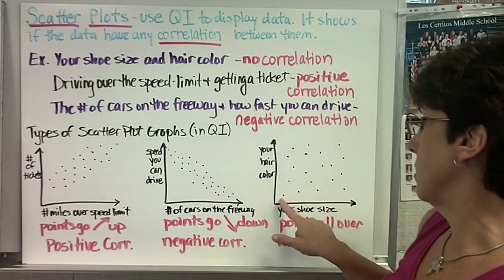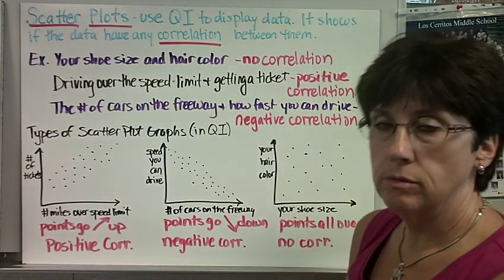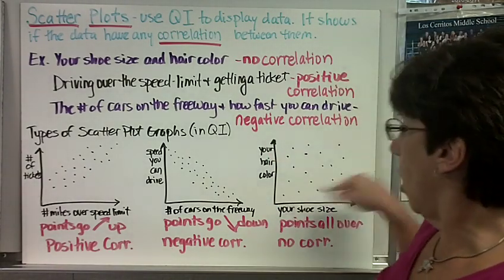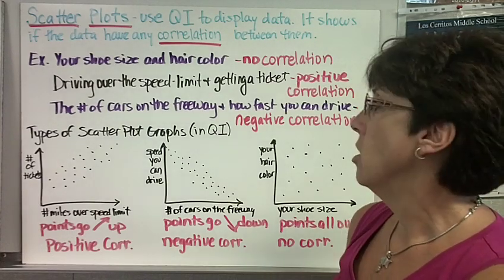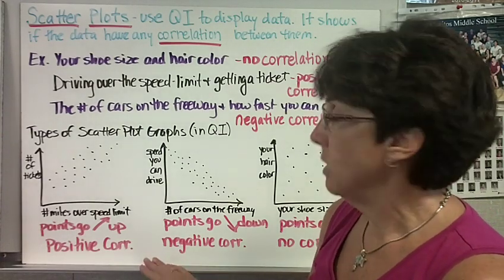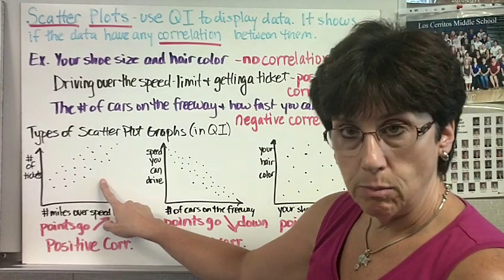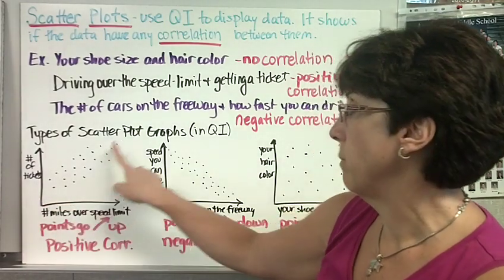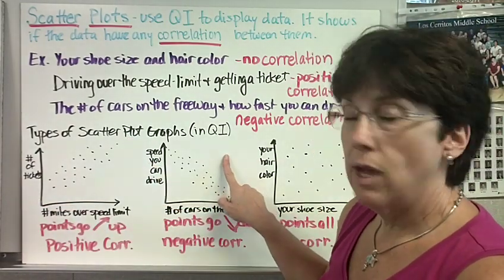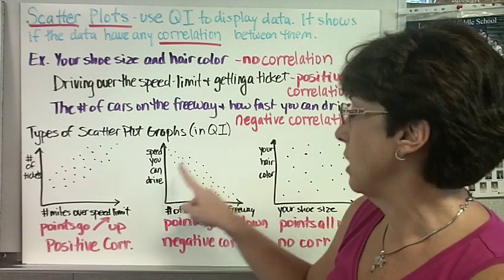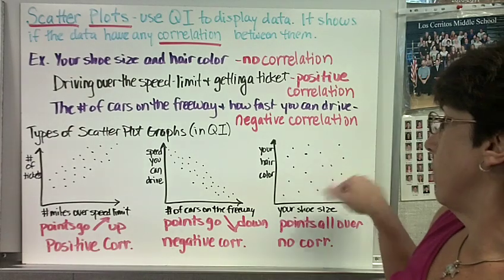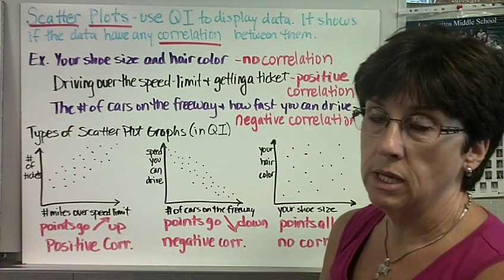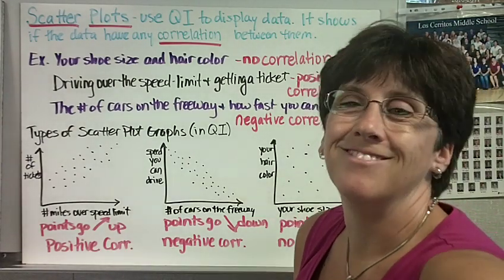Here's your shoe size and your hair color. The points are all over the place. There's no correlation. So what I want you to be able to tell me is if you see a graph like this, that's a positive correlation because both go up together. If you see a graph like this, that's a negative correlation because as one goes up, the other goes down. And if you see a graph like this with points scattered all over the place, that's no correlation. That's it.